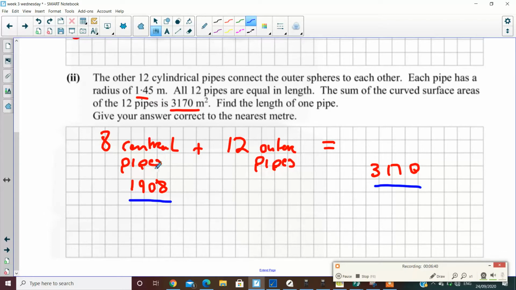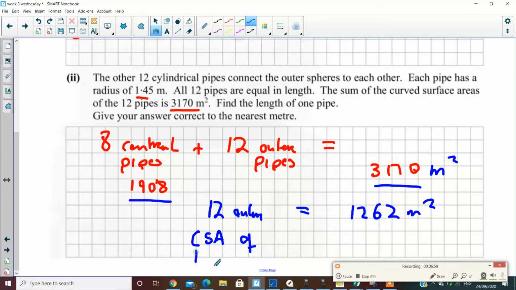The 8 central pipes plus the 12 outer pipes is worth 3,170 meters squared. So 12 outer pipes is worth how much? 1262. My next piece of advice is to divide that by 12 to find out the curved surface area of one outer pipe. So we divide this by 12 and we get 105.16, 0.16 recurring. So 666, which would be 105.17. Okay.